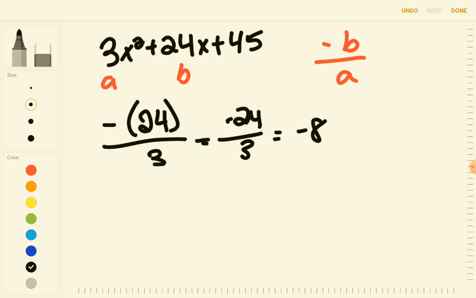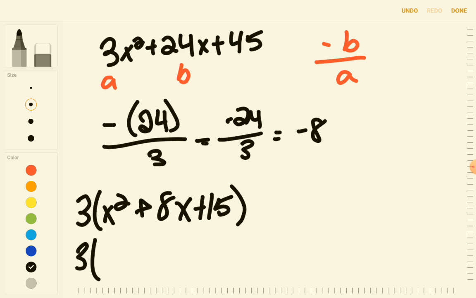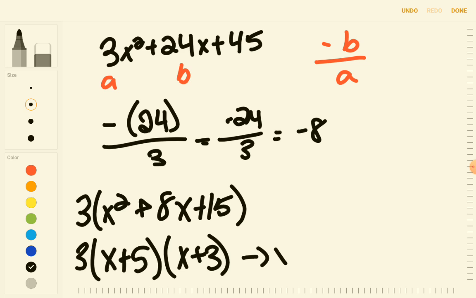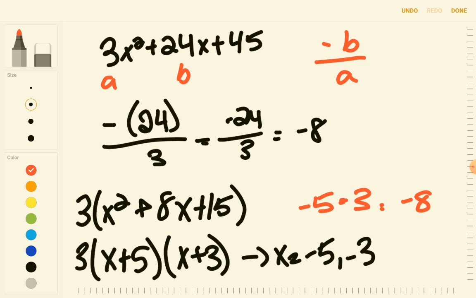As our answer. So then to factor and check our work, we would factor out a 3, and that would get 3 times x squared plus 8x plus 15. And when we do that, we have to find a number that multiplies to 15 and adds to 8, and that would be 5 and 3. So x plus 5 times x plus 3. Then we would get x equals negative 5, negative 3. And then to find our answer, we would just do negative 5 plus negative 3, and that would just get us negative 8, which is the exact same as this formula we used above.